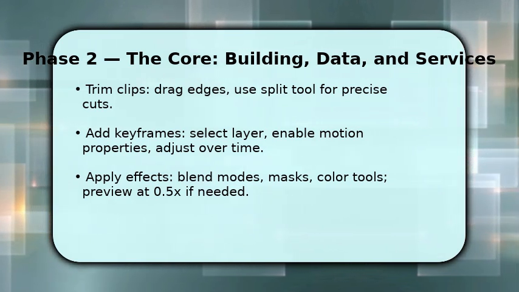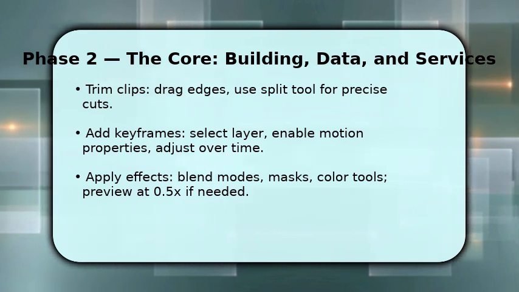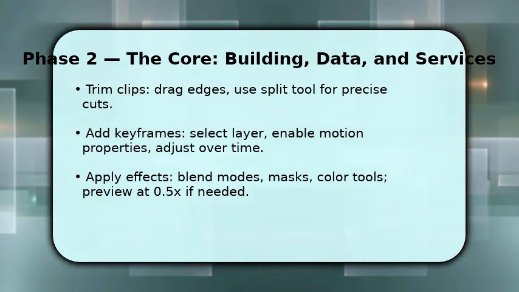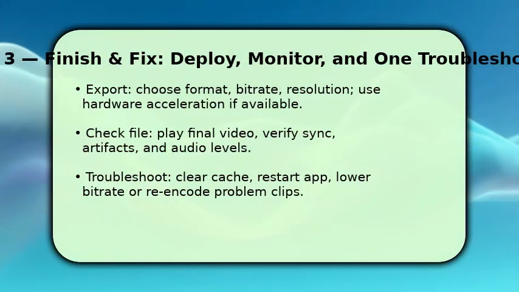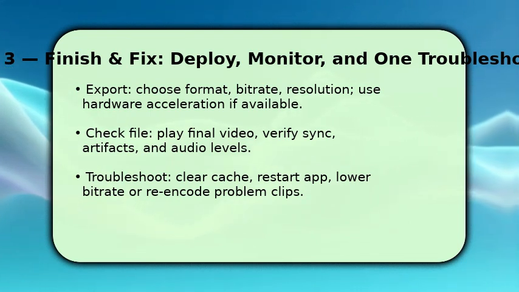Make sure to preview at reduced playback speed, for example 0.5x, to catch subtle motion issues and to synchronize effects with audio. You finish by exporting. Choose the correct format, resolution, and bitrate. Use hardware acceleration when available to speed up encoding.